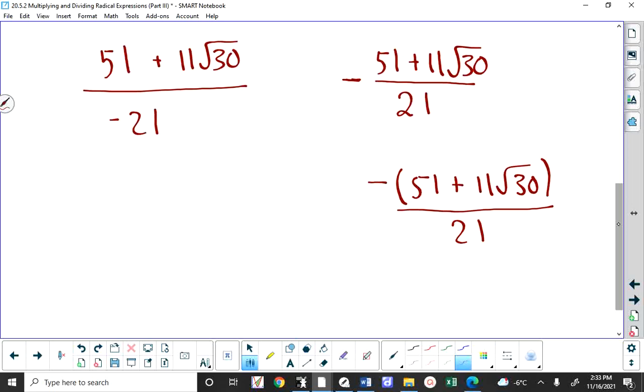You could certainly multiply that negative through and write negative 51 minus 11 root 30, but it's all about preferences. Then I would have 2 negatives. I'm not so sure I want 2 negatives. Anyway, I think mathematically you should understand why these 3 expressions you're looking at here are all the same anyway.